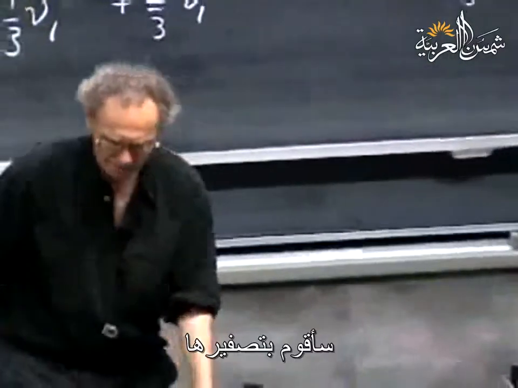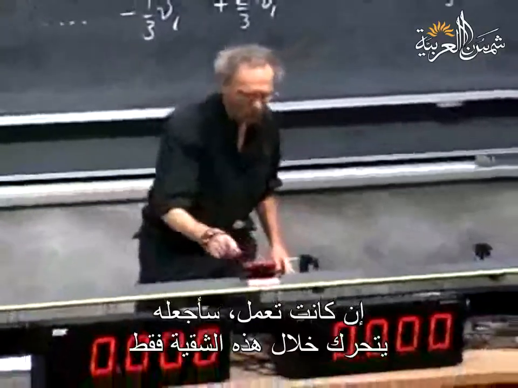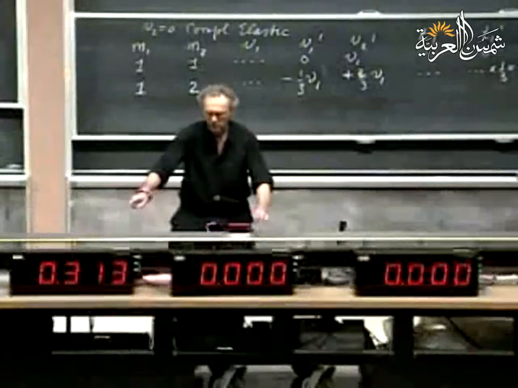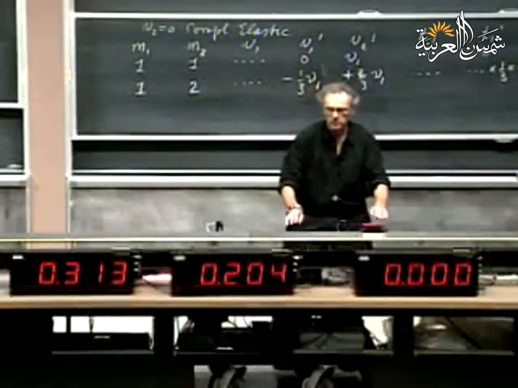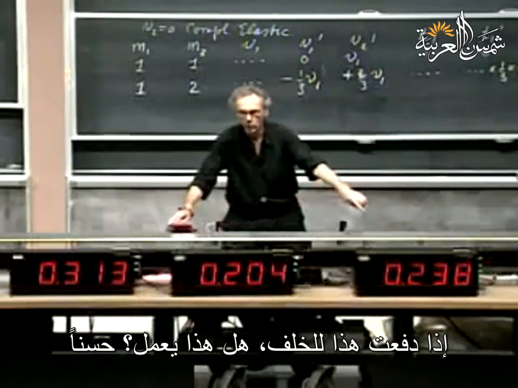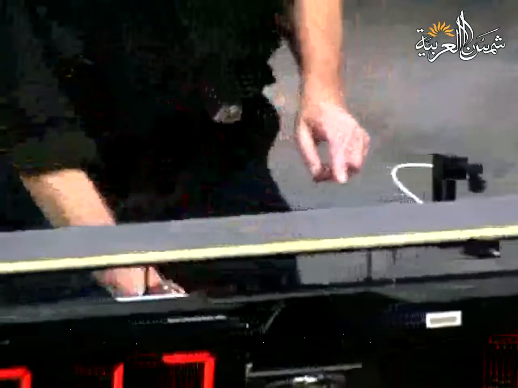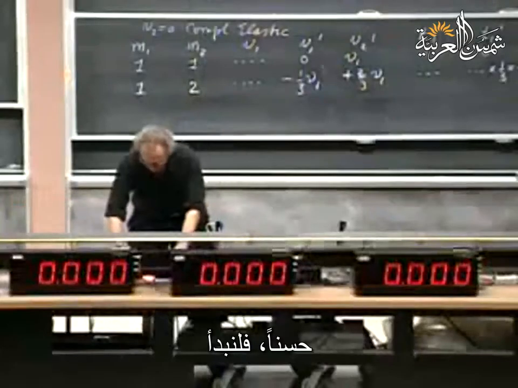I will zero them. First you have to tell me whether they are working. I will just let it go through this slot. This one working? Tell me that this one is working. If I send this one back, this one working? Okay. There we go.